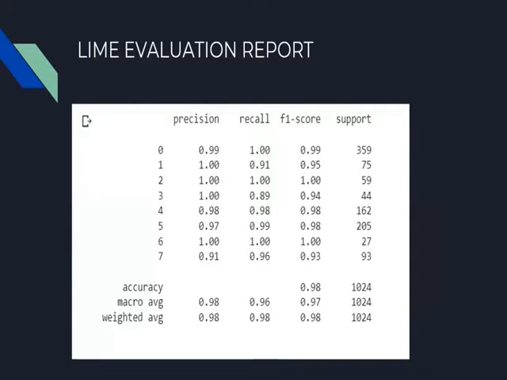This was the evaluation report of the MobileNet model. MobileNet was the deep learning model we used, and we used an XAI model over it. So basically, XAI acted as a wrapper model over the previously trained MobileNet model. So this was our output.